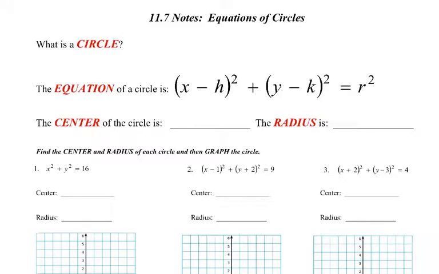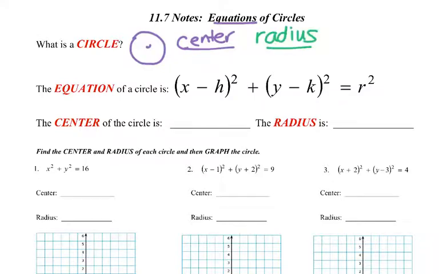For our last section in Chapter 11, we're going to talk about equations of circles. So we know what a circle looks like, right? But a circle has two main things. It has a center point, like in the middle, and it has a radius, which goes from the middle to the edge. Center and a radius. Basically you can draw any circle once you know the center and once you know the radius.